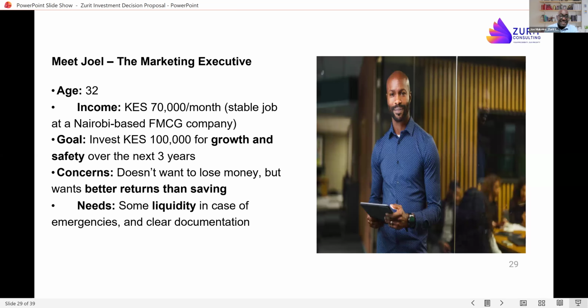He wants better returns than savings. But he also wants to make sure that, because this is the age we talked about, in the event of an emergency, he would have access to cash, and he would also need to have clear documentation in terms of where he's invested.